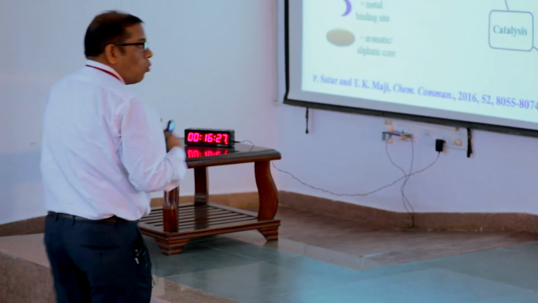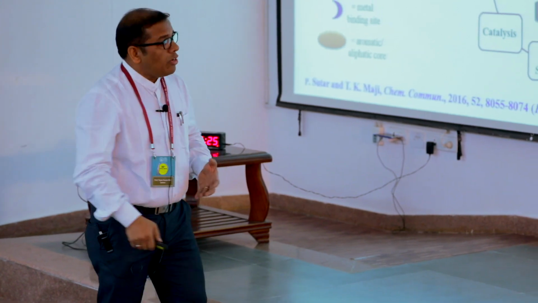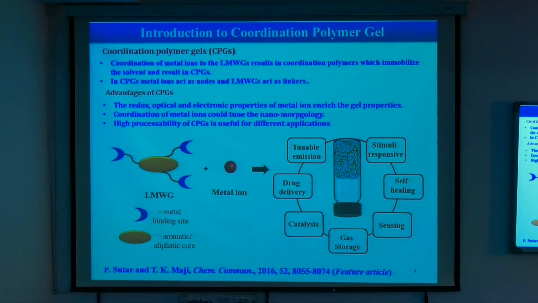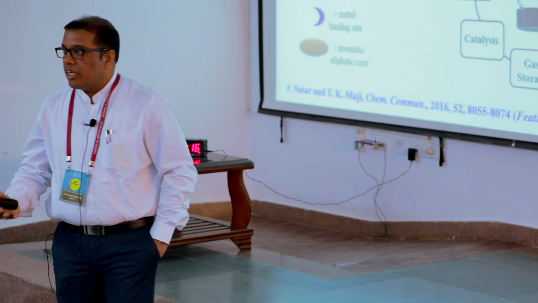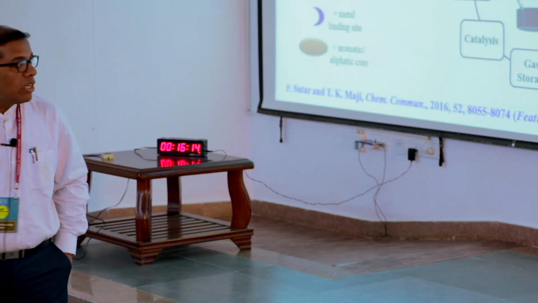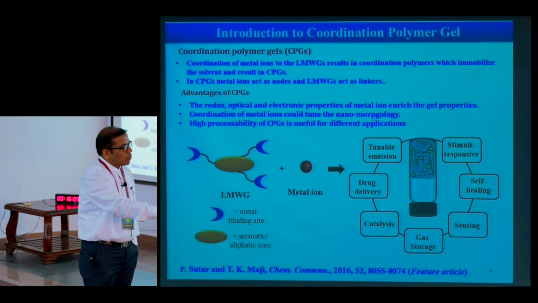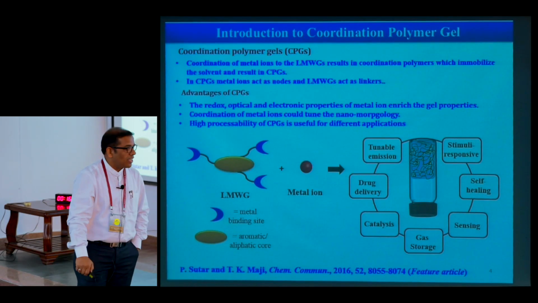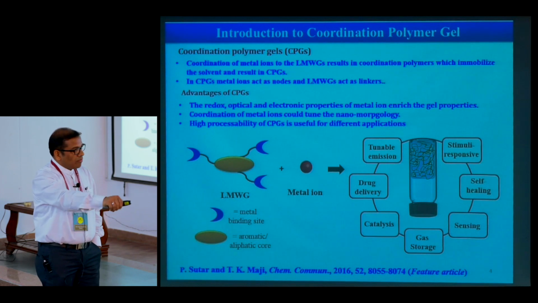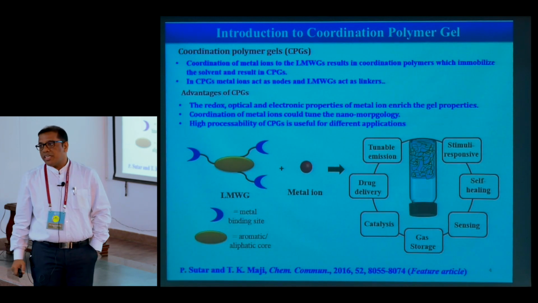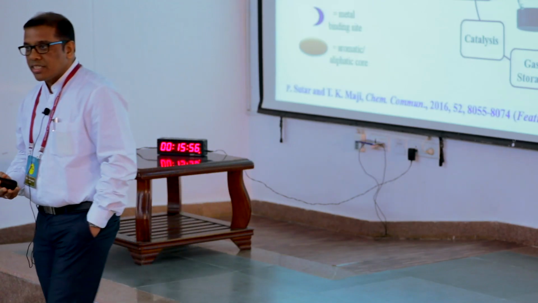So why introduce the metal ion? When you introduce the metal ion through the self-assembly process, you get the unique redox, optical and electronic properties of the metal ion. You can tune the morphology of the systems by binding the metal ion. You can get high processability of the coordination polymer gel for different applications. So you can get tunable emission, drug delivery, catalysis, gas storage, sensing, self-healing and stimuli responsive properties. You can introduce such a hybrid system.